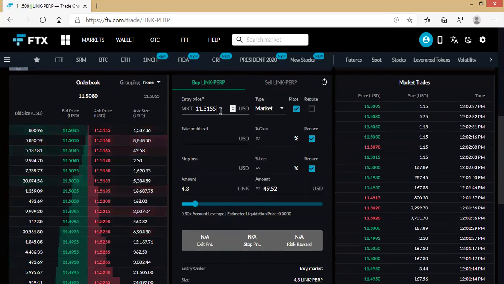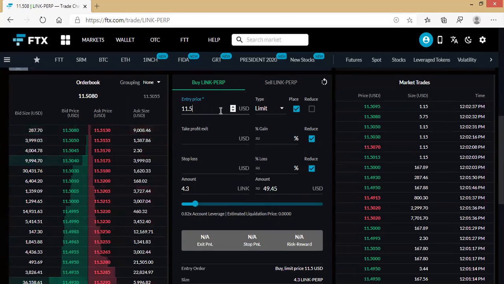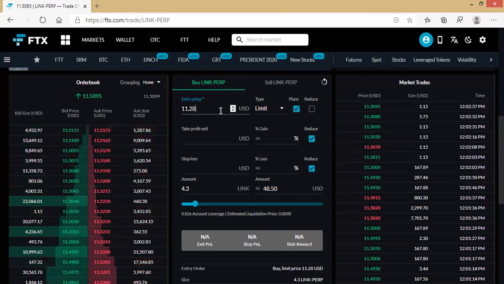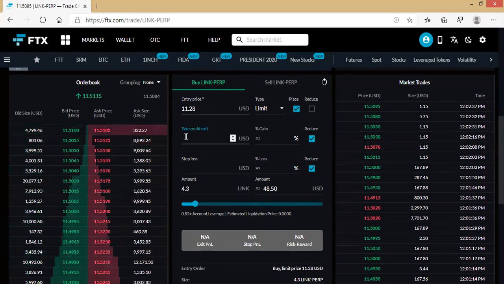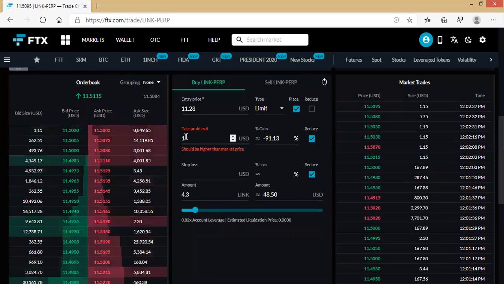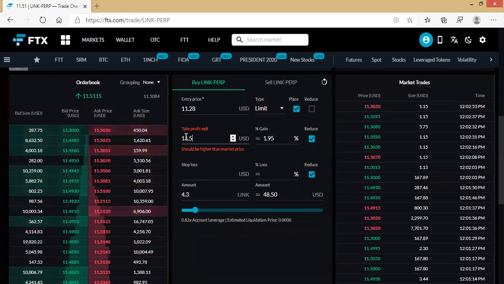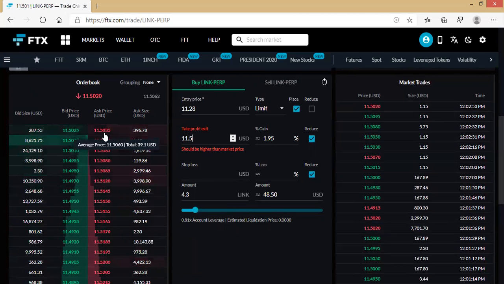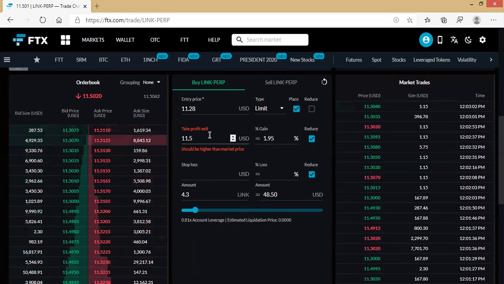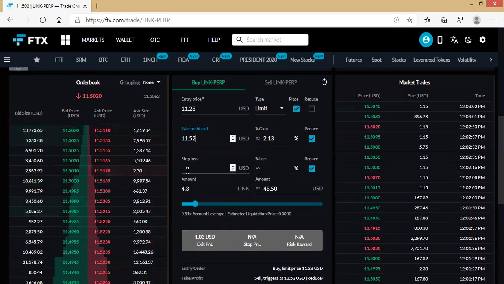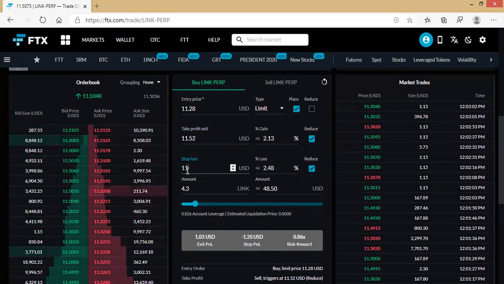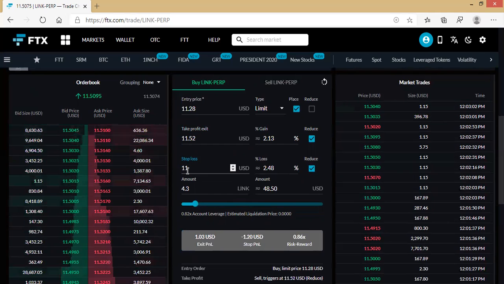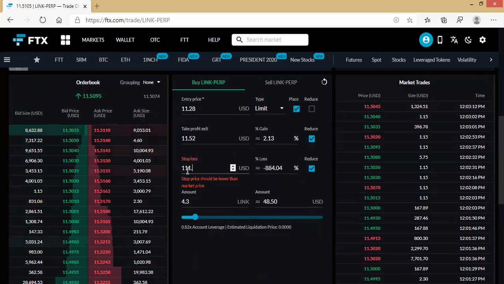Now assuming I want to buy at 11.28, just as we did in our analysis. Then I want to take profit at 11.5. Okay, it can't go now because price is actually higher than 11.5, so I could put it at 11.2. Then my stop loss, let's say I want it to be at 11.1. Sorry, not 111. 11.1 is my stop loss.